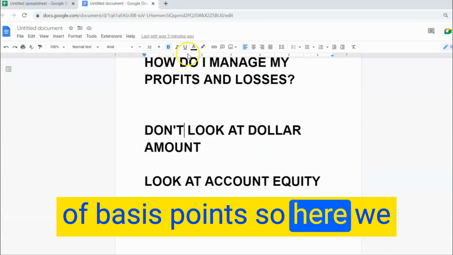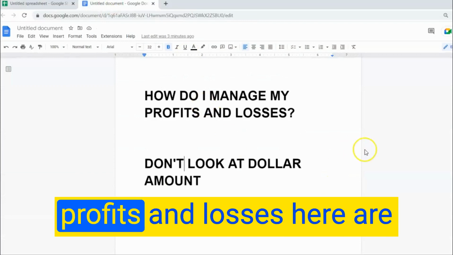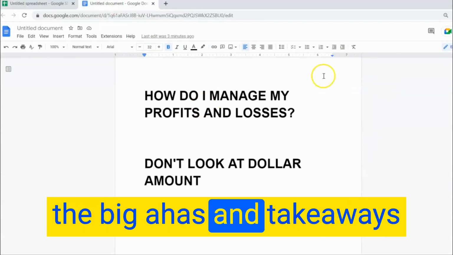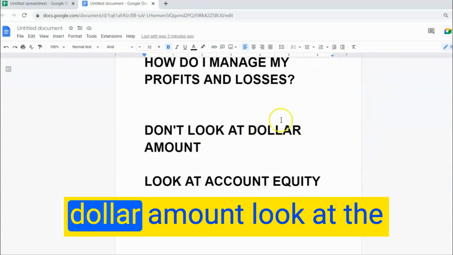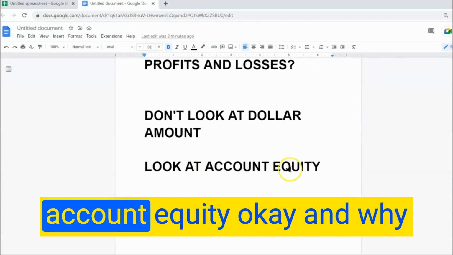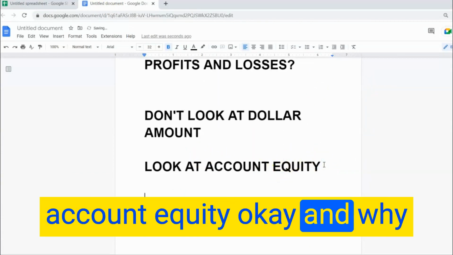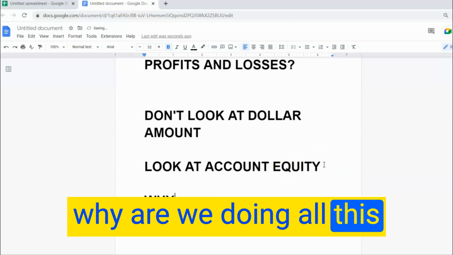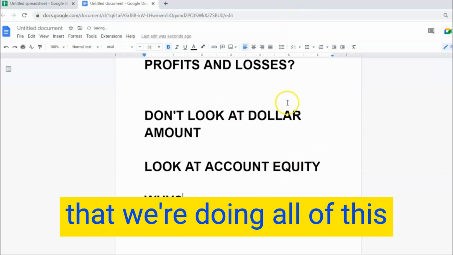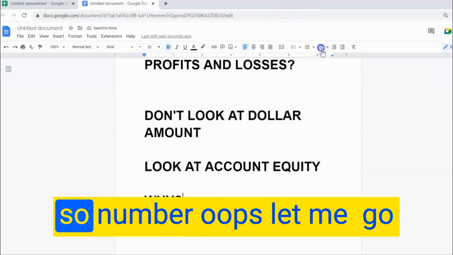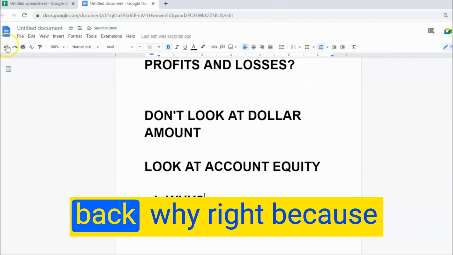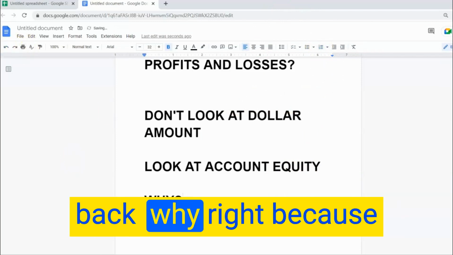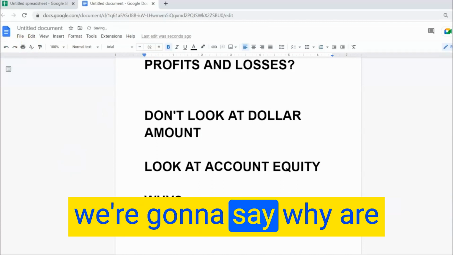So here we are. How do I manage my profits and losses? Here are the big ahas and takeaways. Don't look at the dollar amount. Look at the account equity. And why are we doing all this? There are two reasons. Let me go back. Because everything that we do, we're going to say, why are we doing this?